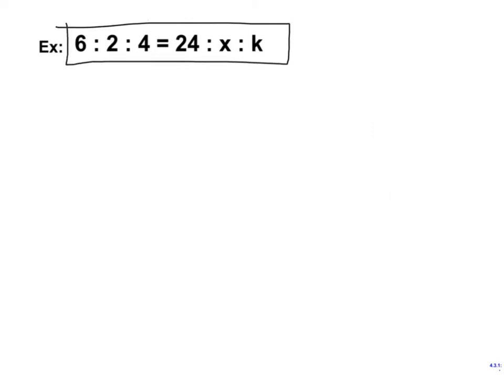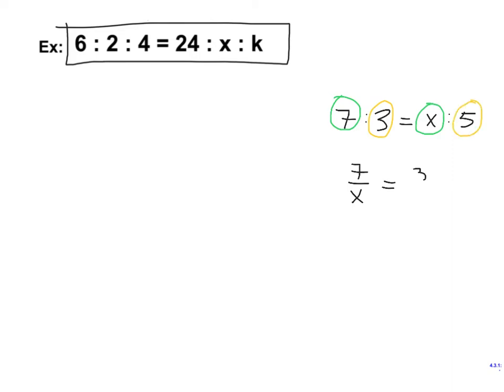And that's fine. But remember, I also showed you that if you have 7 to 3 is equal to x to 5, you didn't have to write the first over the second equals first over the second. You could have actually written the first number on this side over the first number on that side. So you could have written 7 over x is equal to the second number on the left over the second number on the right. That would still be following your proportion rules.